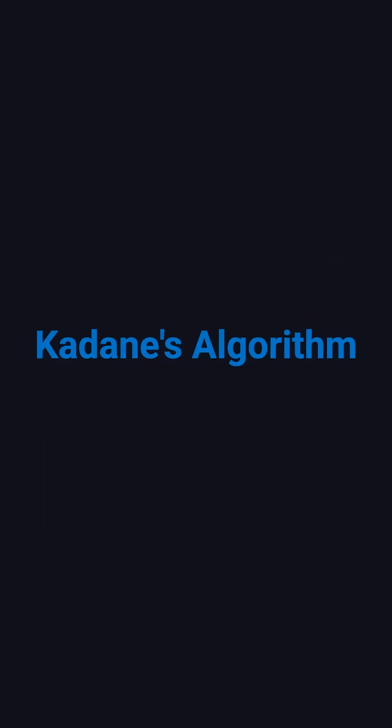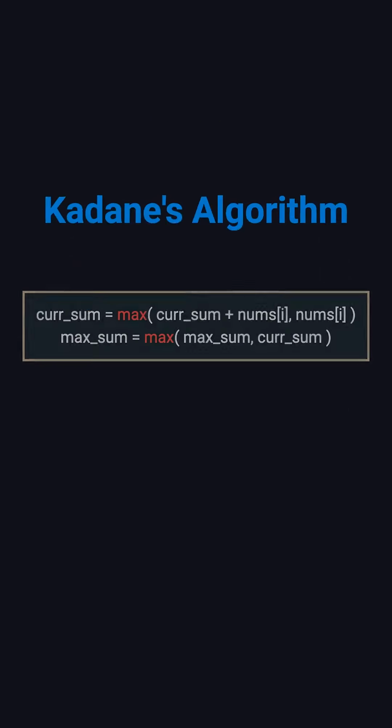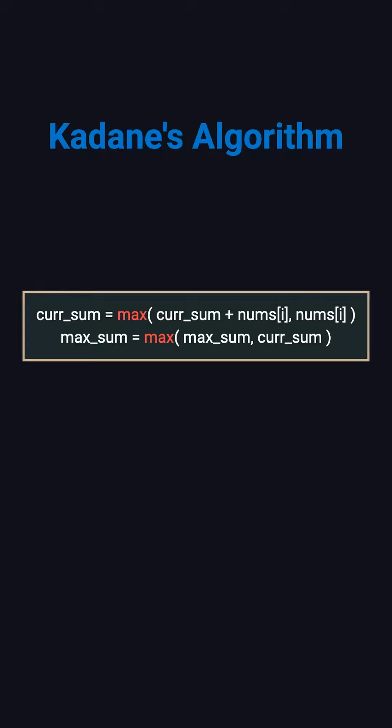This is where the famous Kadane's algorithm comes in. It's elegant and very efficient. As we scan the array from left to right, we maintain 2 values: current sum, the best possible subarray sum that ends at the current element, and max sum, the best subarray sum we've seen anywhere so far.